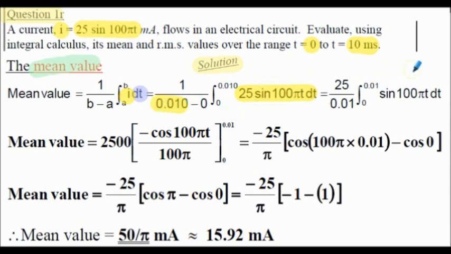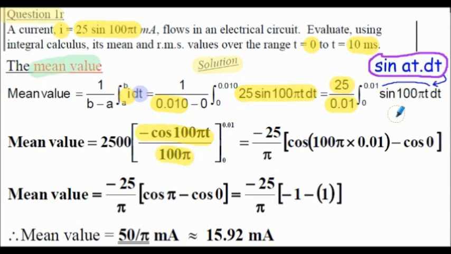This is now a standard form. It's taken a 25 outside of the integral sign here, and also the 0.01 outside of the integral sign. So inside the integral standard form, it's sine 100 pi t. Read that as sine of at, where a is 100 pi. So when we integrate sine at with respect to t, we end up with negative cos at over a. That's essentially what we have here, negative cos 100 pi t divided by 100 pi.